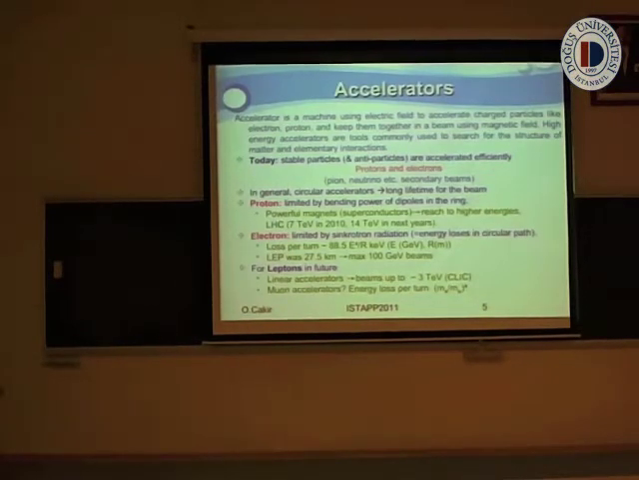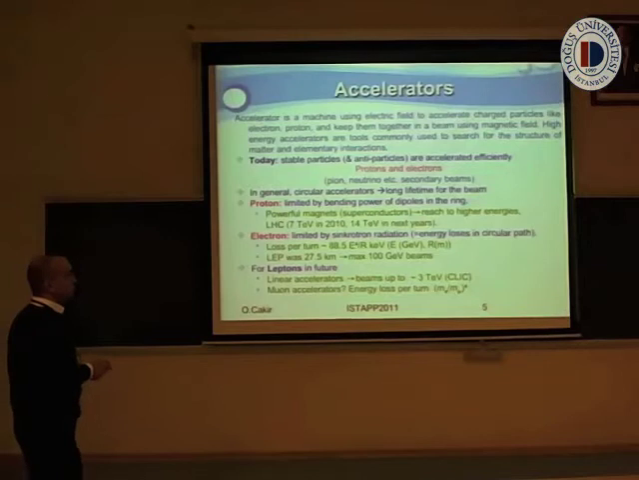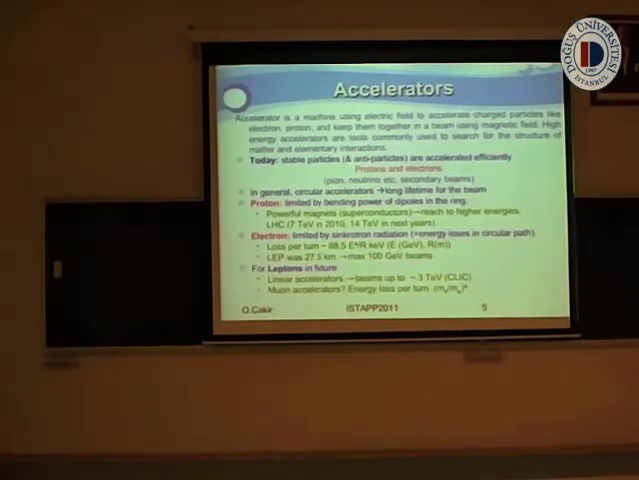In general, circular accelerators have a long lifetime for the beam because we use the beam over many turns, but in linear colliders we use the beam one time. We collide at a point, and then we cannot use it after this. We have to dump it in a place.